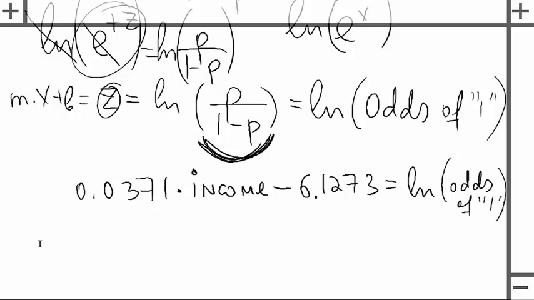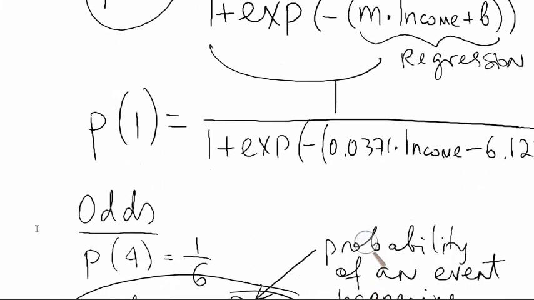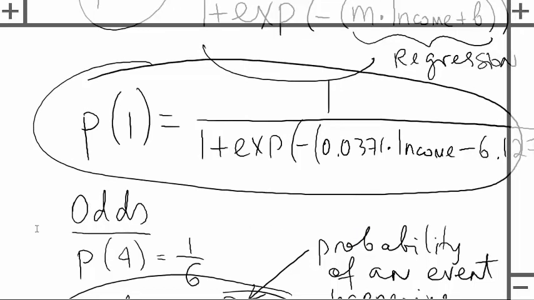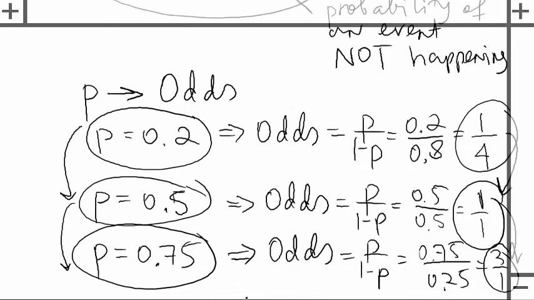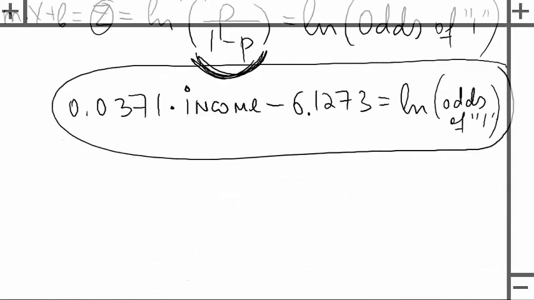That is just a different way to write the same exact thing. So this function right here, p of 1 equals 1 over 1 plus e to the power minus and so on, is the same thing as what we have right here, just written a little bit differently. And that actually shows you the same exact rule. What happens if my income slope, this is the slope for the income, is positive?